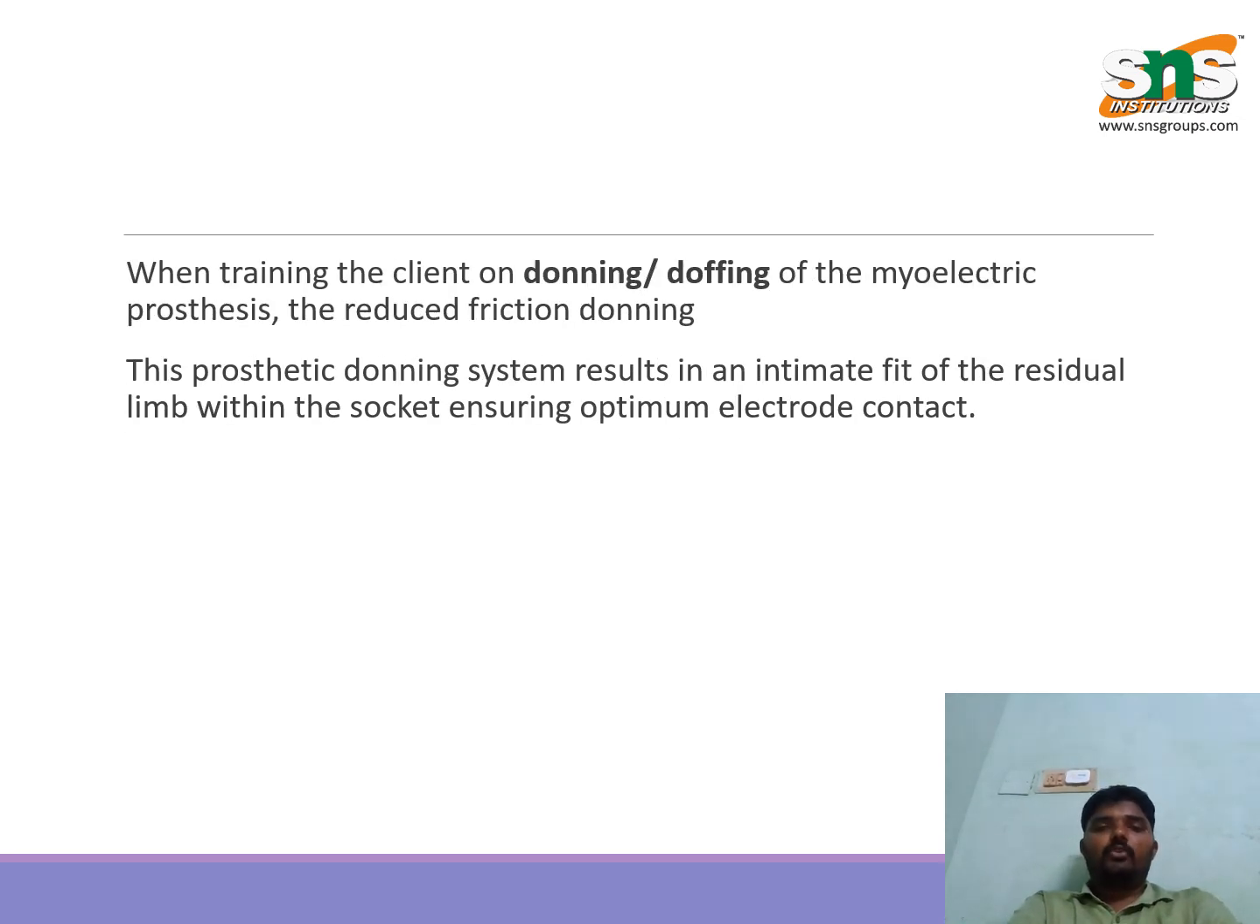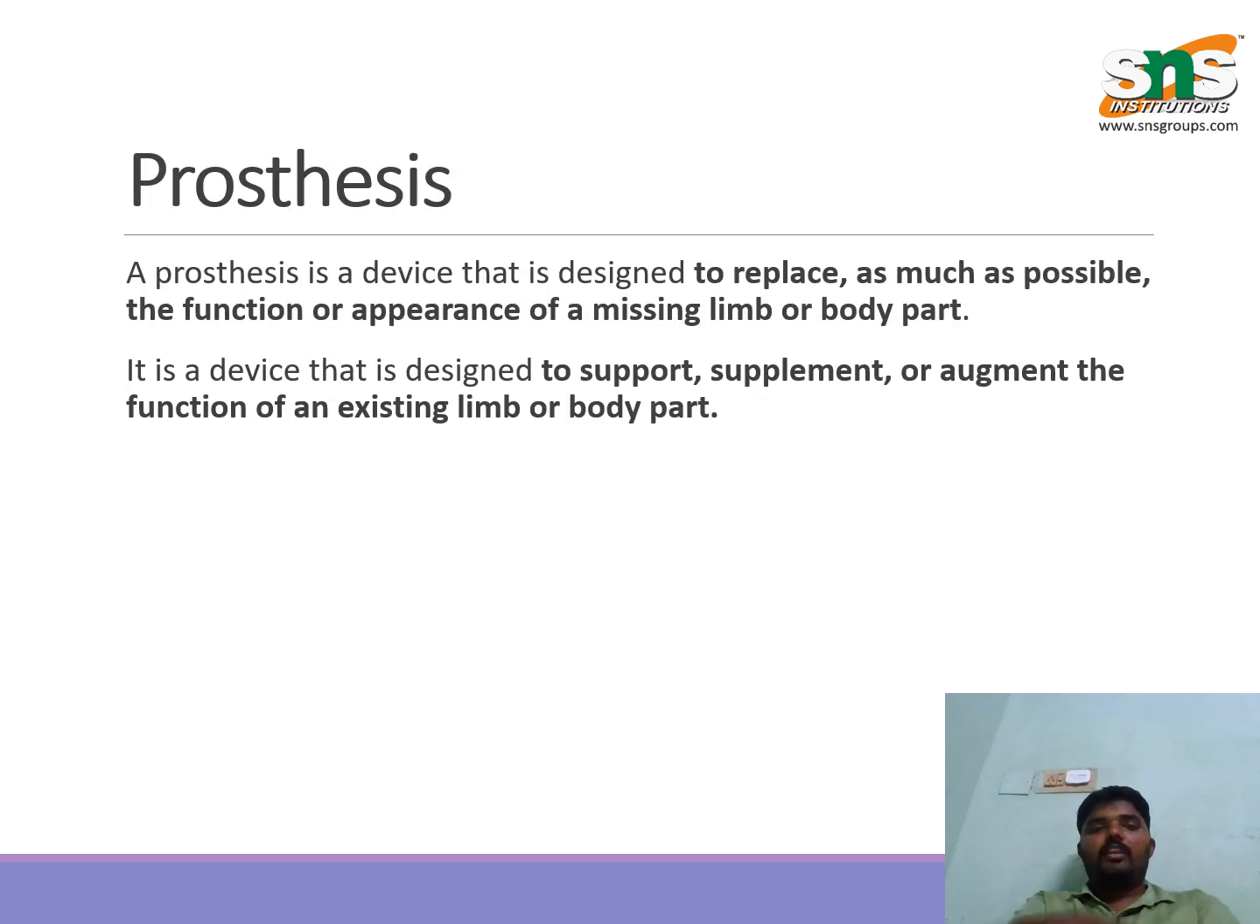When training the client on donning and doffing of the myoelectric prosthesis, the reduced friction donning system results in an intimate fit on the residual limb within the socket and optimal electrode contact. Then prosthesis. A prosthesis is a device that is designed to replace, as much as possible, the function or appearance of the missing limb or body part.